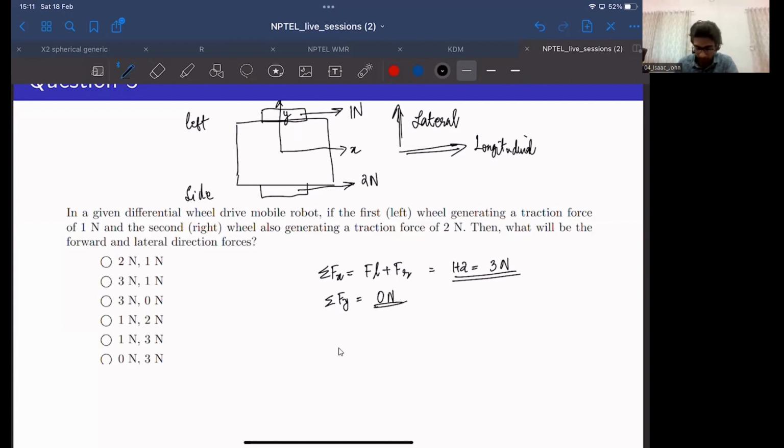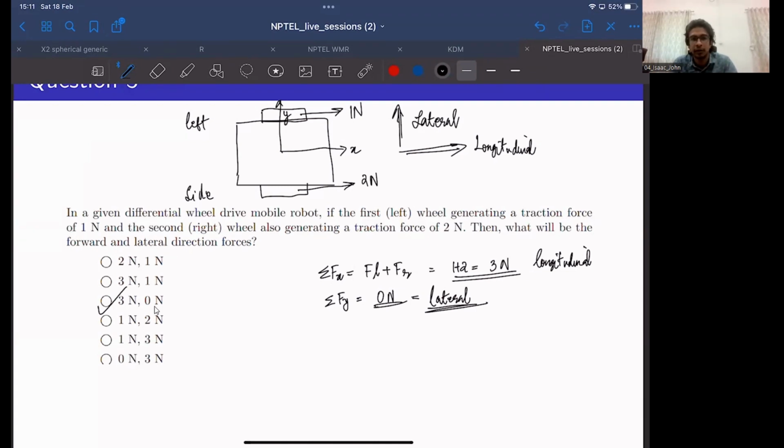So the force along the longitudinal direction is 3 newtons, and the force along the lateral direction is 0 newtons. So what is the correct option? Option 3 says 3 newtons and 0 newtons. Option C.